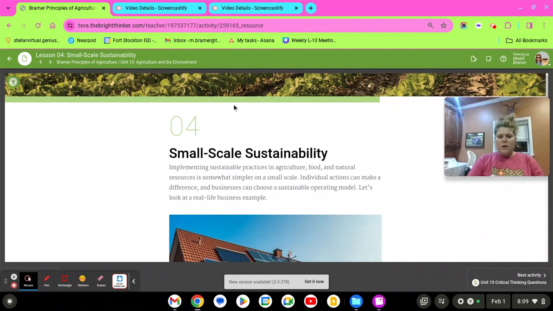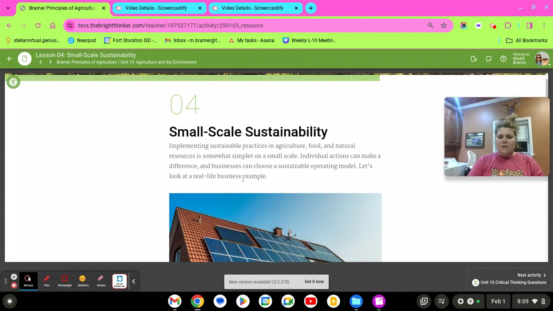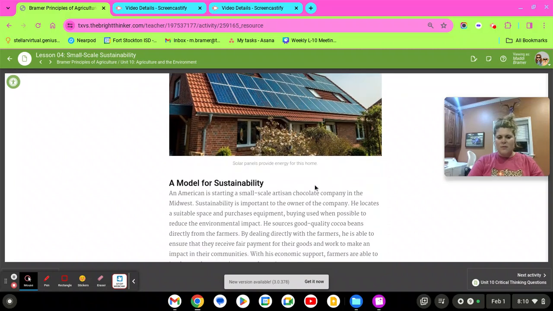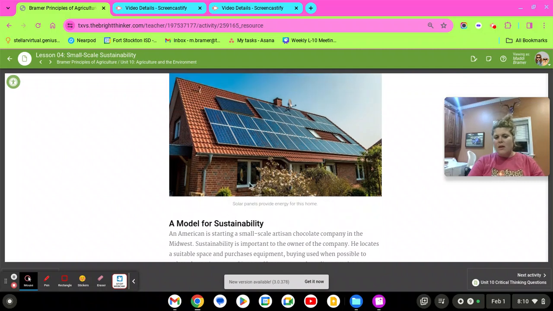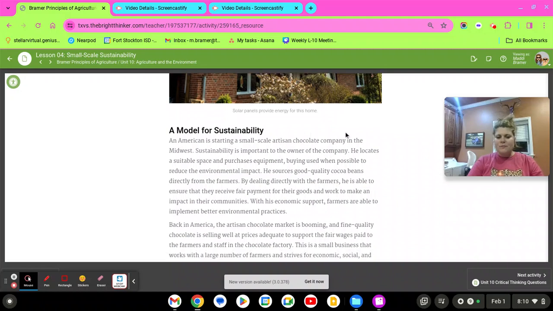So lesson four. In lesson three, we talked about sustainability on a large scale, like the country of Germany. Now we're scaling it down to a small scale, like individual actions or small businesses, and what they can do to go towards sustainability. So there's an example using solar panels on a home. You may see these becoming more popular as people are starting to go towards this trend.